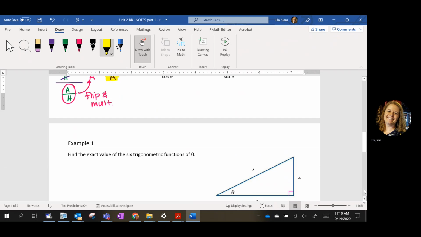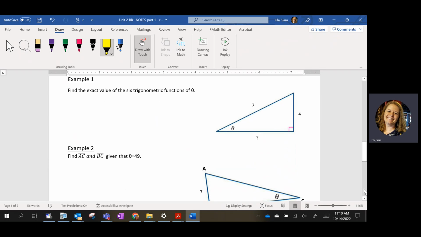All right. So now let's actually work on setting up ratios and then solving. So in this first example, you've been asked to find the exact value of all 6 trig functions. Okay, so when you see that phrase, exact value, when you have trig questions, what that means is do not round to a decimal.